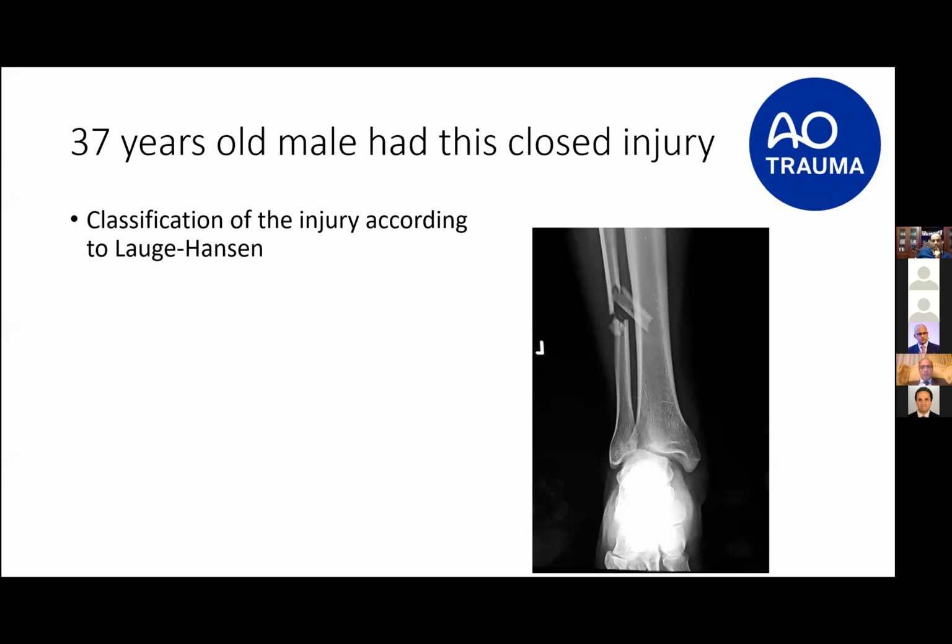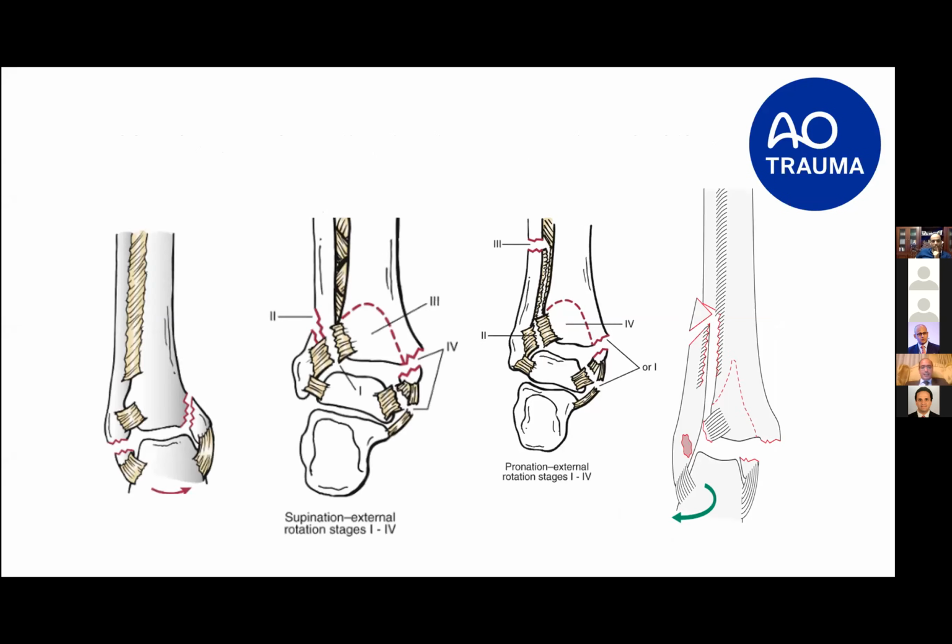You can cheat from this slide. This is Lauge-Hansen classification, supination adduction, supination external rotation, pronation external rotation, and pronation abduction. So I think after seeing this, you agree that the patient has a pronation abduction classification.